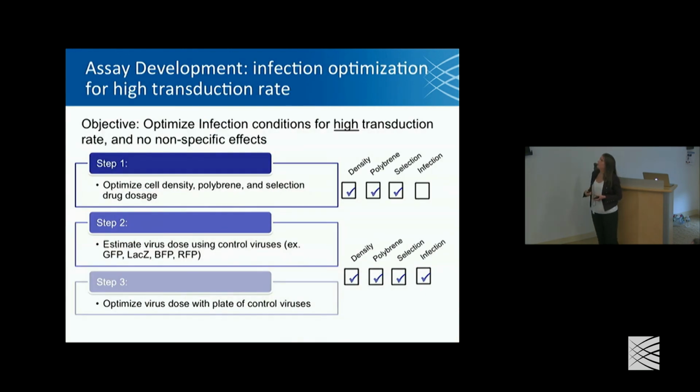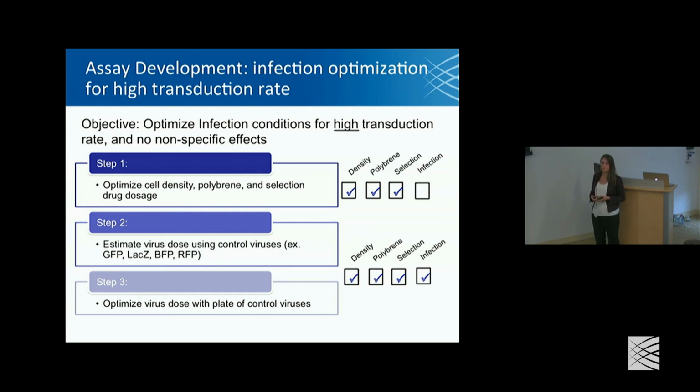So by looking at all these key variables, we want to get a high transduction rate. And the way we do this is we do an assay that is a 3-step process. For step 1, we really just look into optimizing the cell density, the polybrene concentration, and the dose of your selection drug.